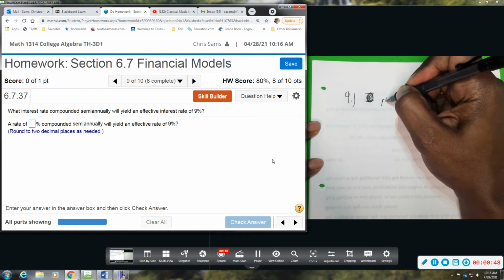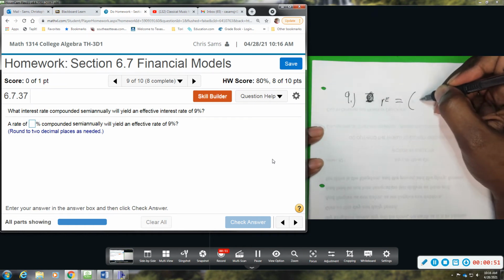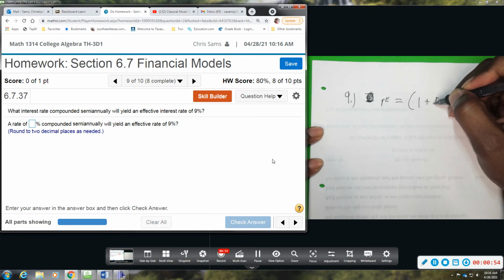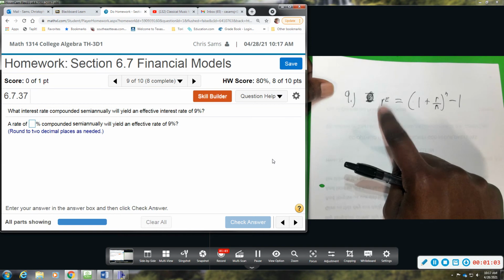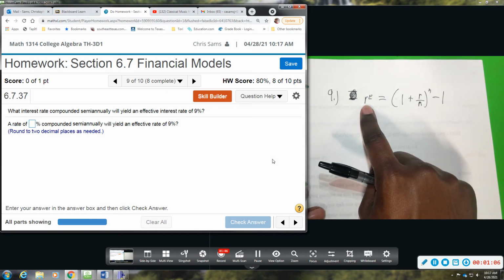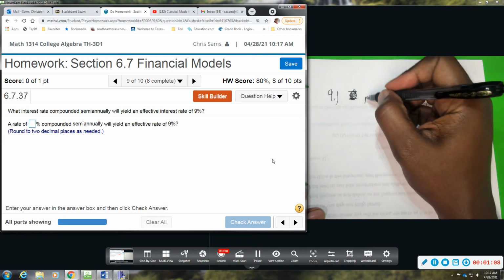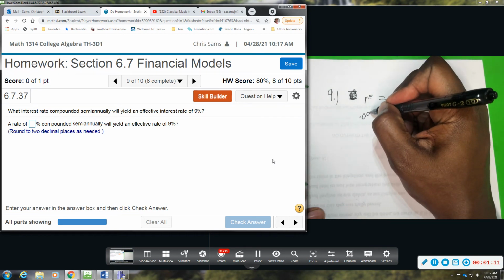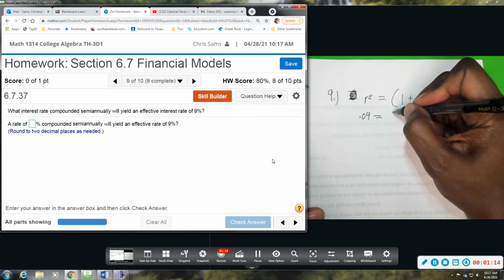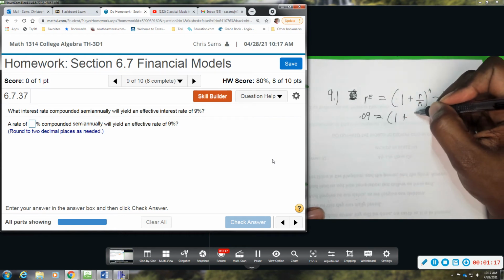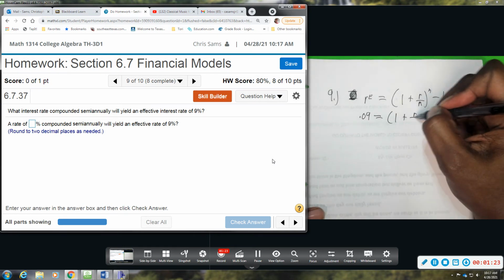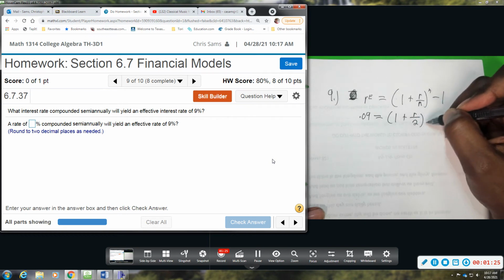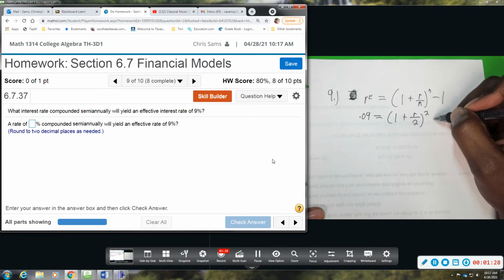RE equals (1 plus R divided by N) raised to the nth power, minus 1. This time they gave us the effective interest rate that we want. I'm going to convert it to a decimal, so that would be 0.09. This is the rate that I want. I don't know R, I'm looking for the rate needed. Compounded semi-annually means twice a year, so N would be 2, raised to the 2nd power, minus 1.